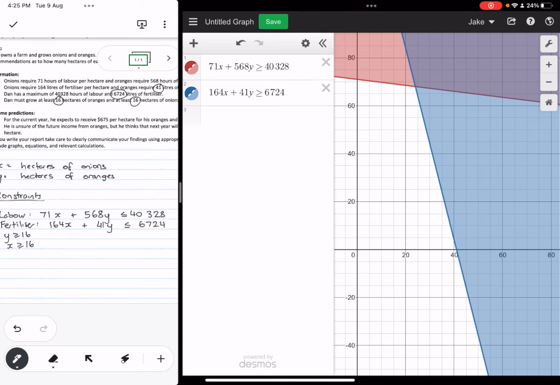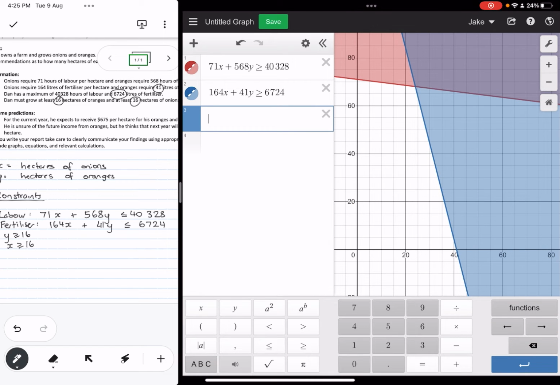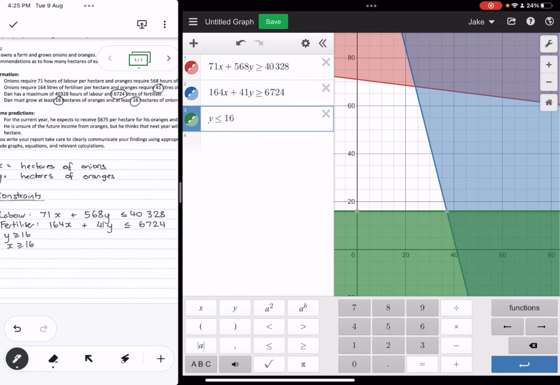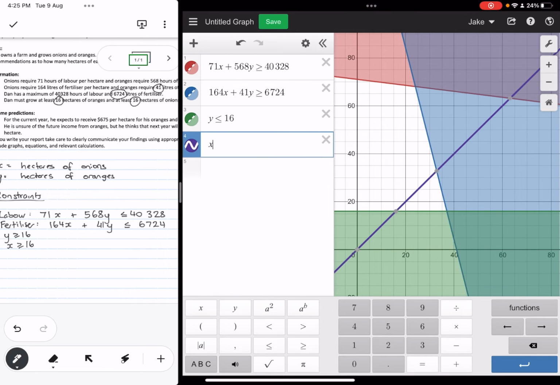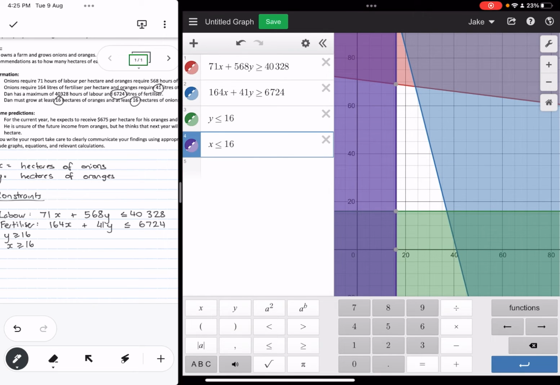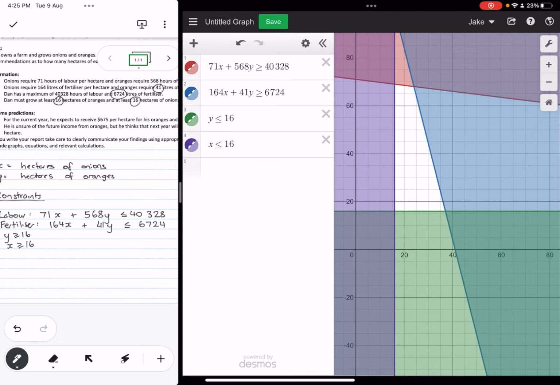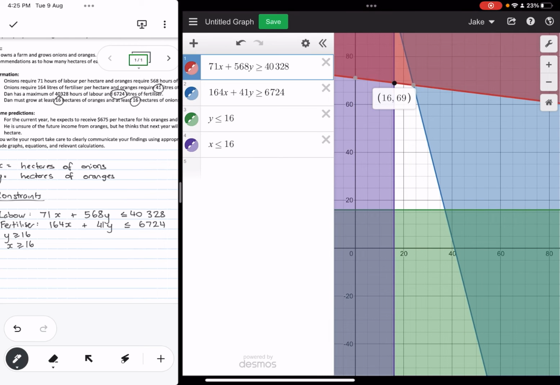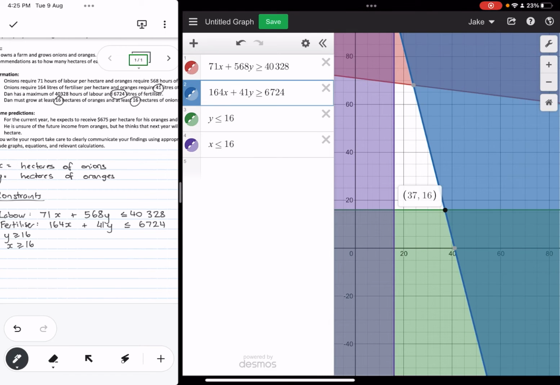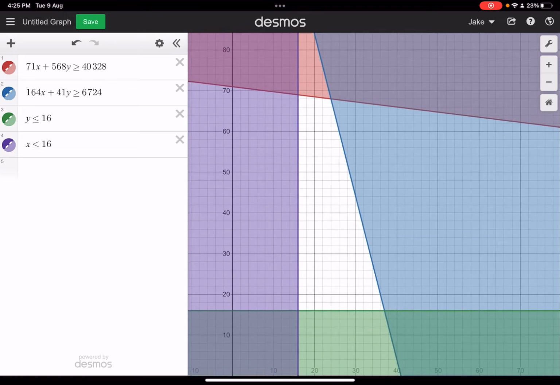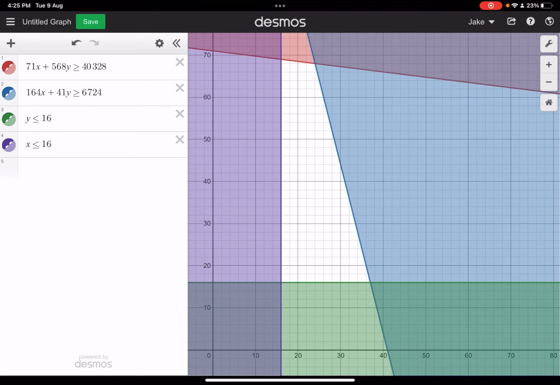6,724. Okay, we also know that y has to be greater than or equal to 16, so flipping that round, and x has to be greater than or equal to, again flipping that round, 16. So that gives us our feasible region here with these 4 points as our critical points. So what I'm going to do is we will quickly take a snapshot of this, pop it into our doc, and then we will continue.